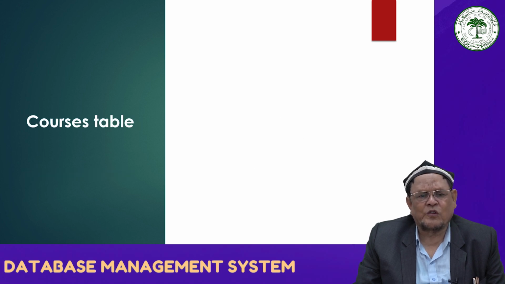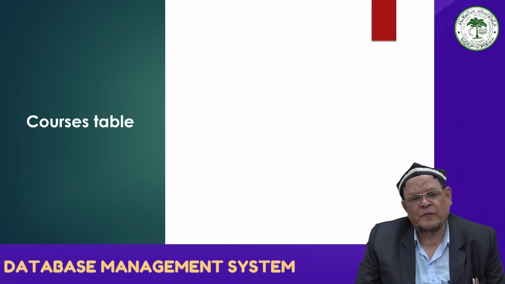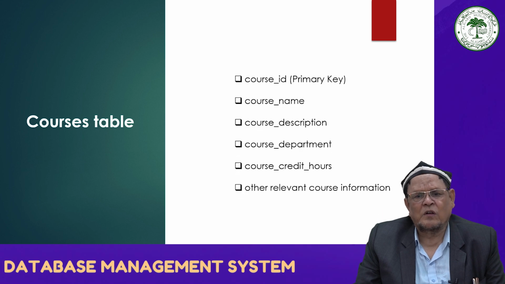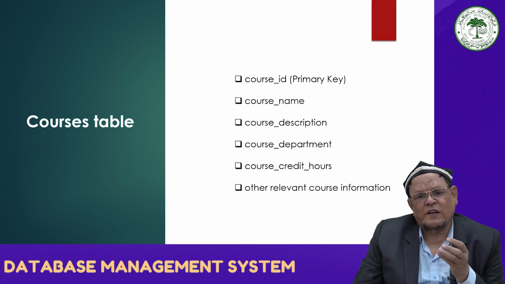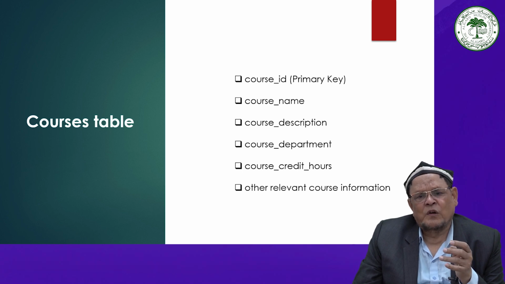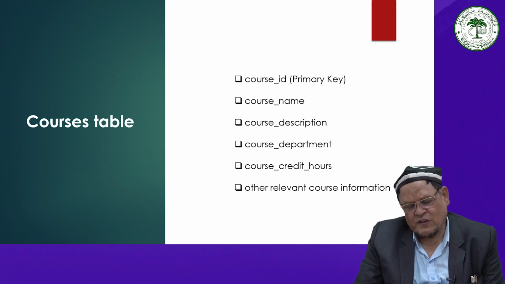The next table you have to create is the course table. In the course table, the course ID is the primary key. It also contains 6 attributes. First will be course ID, course name, course description, course department, course credit hour, and other relevant course information. You can see on the screen.